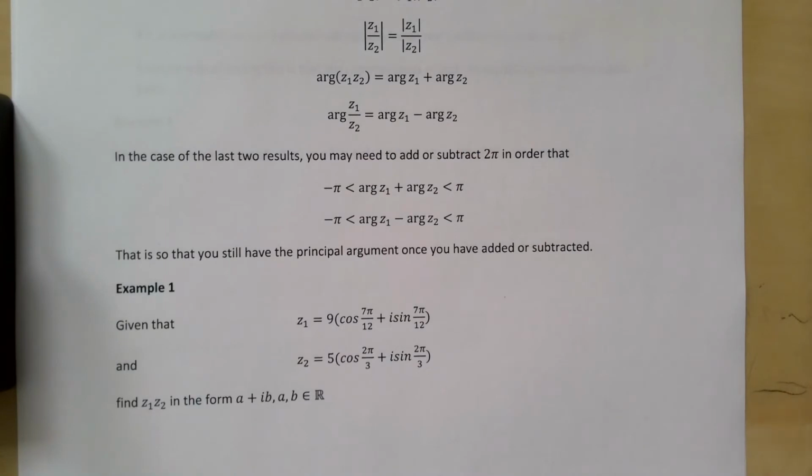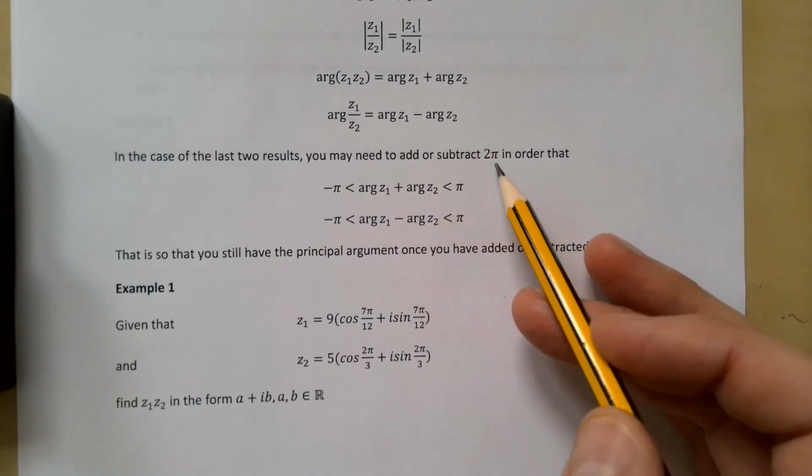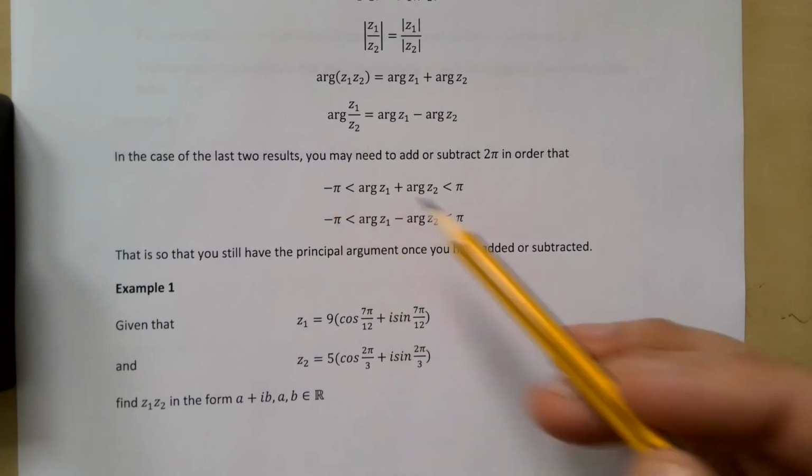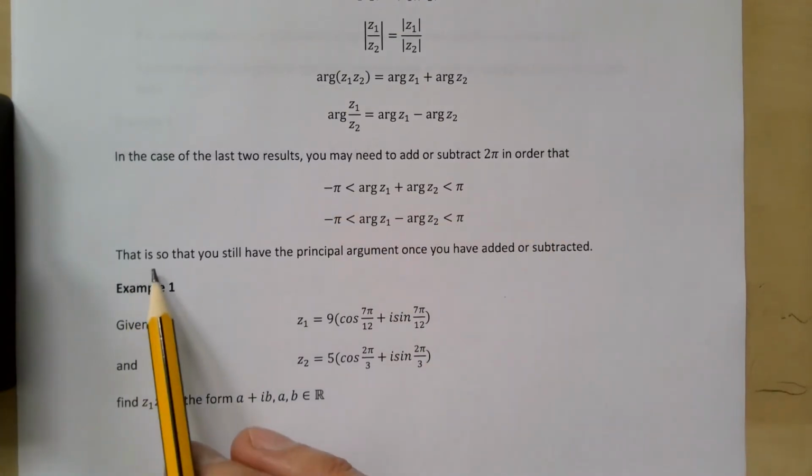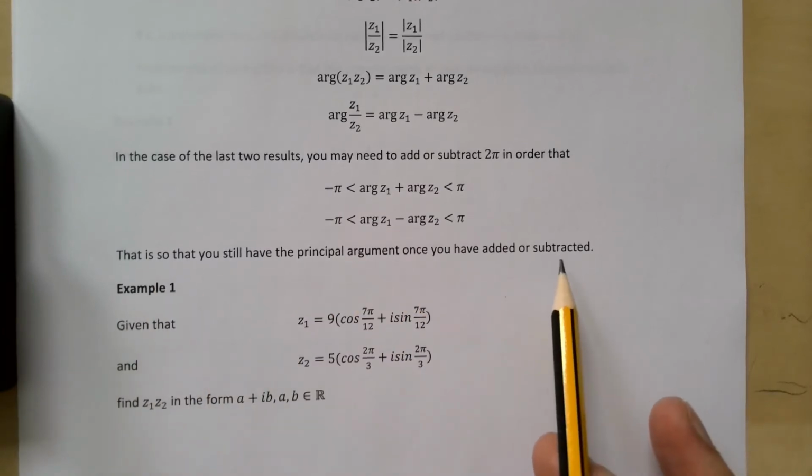In the case of the last two results, you may need to add or subtract 2 pi in order to get it in between minus pi and pi, but I think that hopefully makes sense. That is so you still have the principal argument once you've added or subtracted. I think we know that.